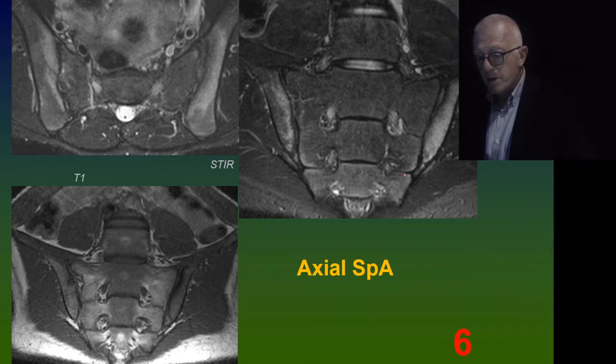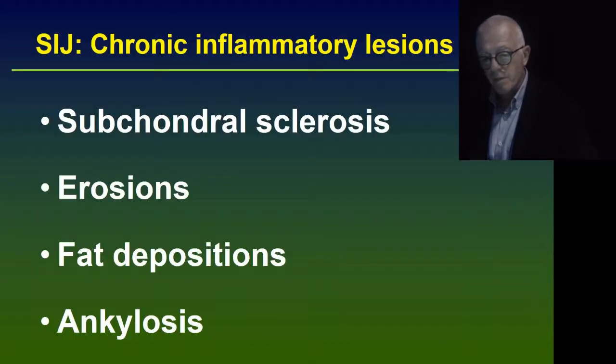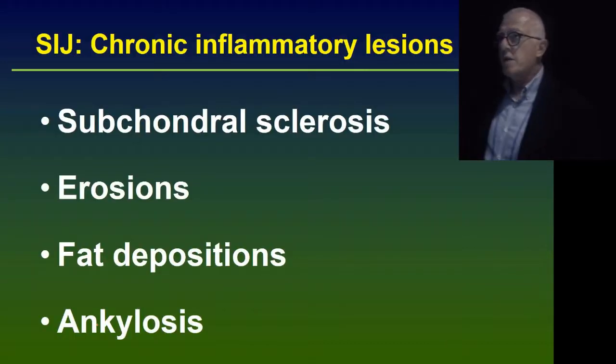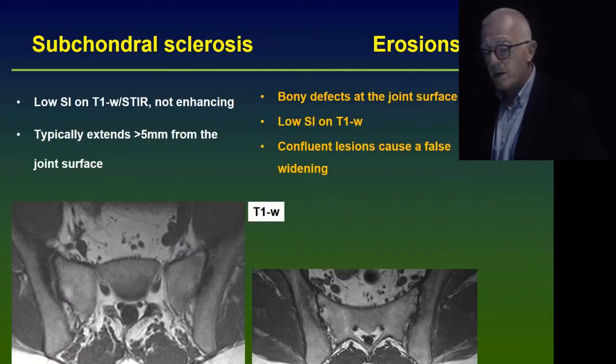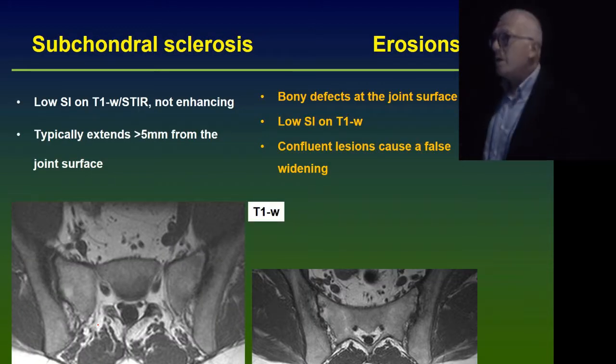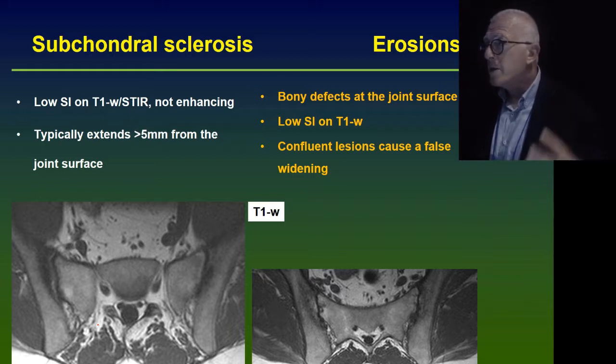Here you see that there is extensive edema throughout the subarticular area. There is also a small focus of edema here on the sacral part, also there. But in general, we don't see many structural changes with the exception of this small erosion here. So the chronic inflammatory lesions that suggest that there was an inflammation are the sclerosis, erosions, fatty deposition, and ankylosis. So on T1, we are looking for these 4 signs.